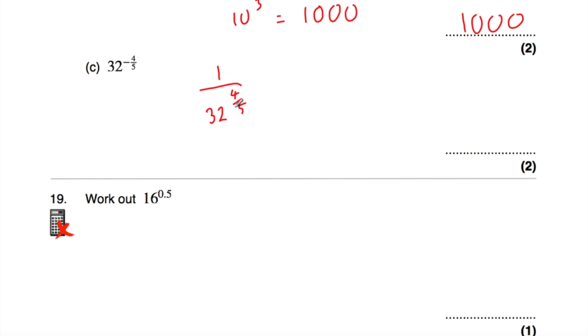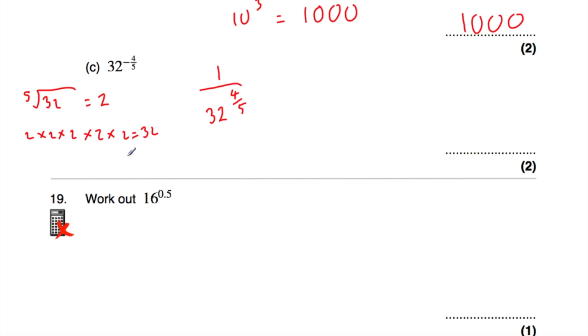Now we're going to work out what 32 to the power of 4/5 is. We're going to take the fifth root and then do to the power of 4. So the fifth root, I'm just going to go over here and work it out. The fifth root of 32 is equal to 2, because 2 times 2 times 2 times 2 times 2 is equal to 32. So 2 times 2 is 4, times 2 is 8, times 2 is 16, times 2 is 32. So the fifth root of 32 is equal to 2.